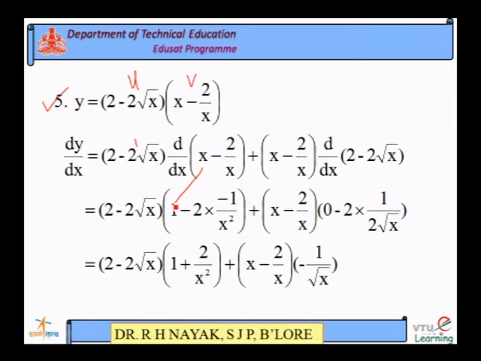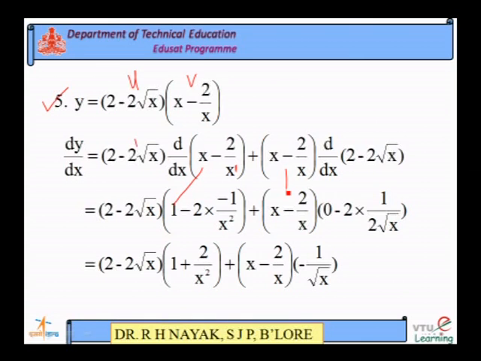For 1 by x, differentiation of 1 by x to the power of n, generally we take as minus n divided by x to the power of n plus 1. According to that, here the power is 1, so minus 1 divided by x to the power of 1 plus 1. Then this is taken as it is. Differentiation of the constant 2: the derivative of any constant is 0. I have taken 2 as it is.